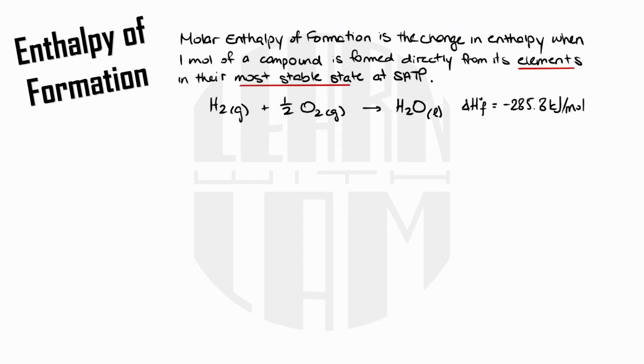So, for example, oxygen gas is not the only form of oxygen. You could have ozone or just atomic oxygen, but the most stable state of oxygen at SATP is gaseous O2. Also, molar enthalpy of formation is about forming 1 mole of the compound. So because this is the formation of water, our molar enthalpy is per mole of water. And on a related note, because we're mostly focused on creating 1 mole of our compound, it's not uncommon to see fractions on the reactant side of our equation. It just depends on what you're trying to create.